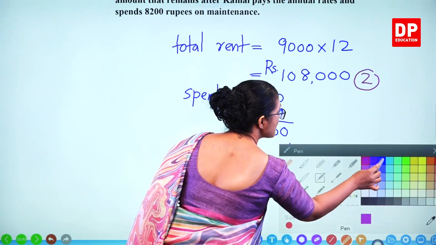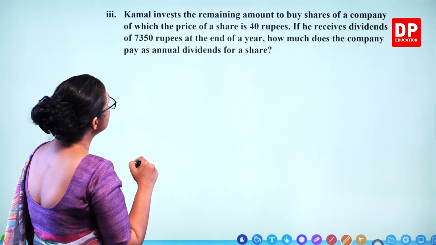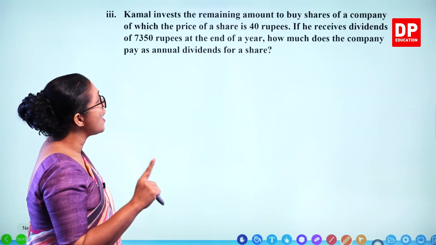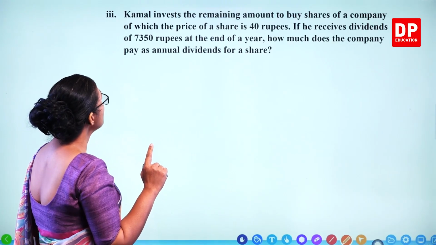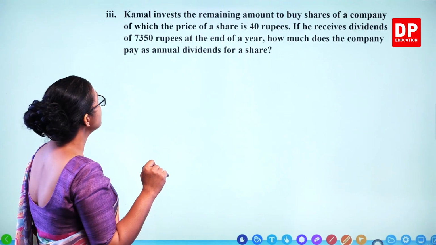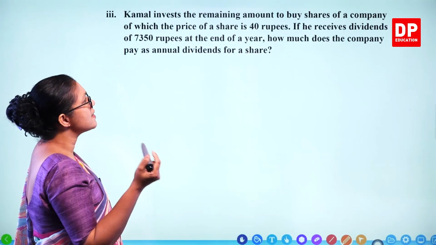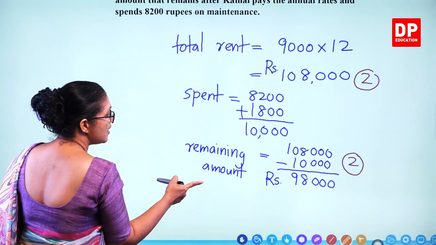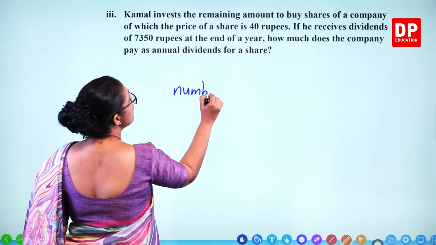Now let's take the last part. Kamal invests the remaining amount to buy shares of a company of which the price of a share is 40 rupees. If he receives dividends of 7,350 rupees at the end of a year, how much does the company pay as annual dividends for a share? So we need to first find out the number of shares he bought. The invested amount is the remaining amount, 98,000.